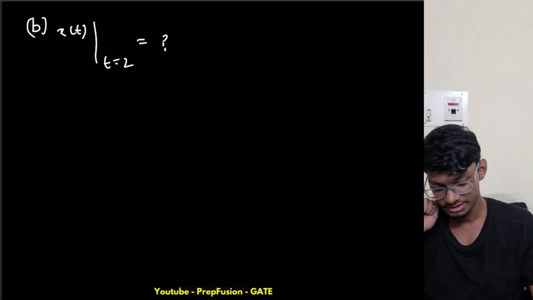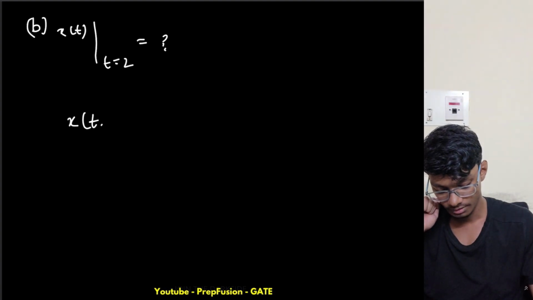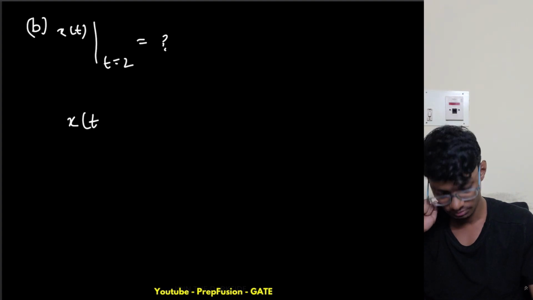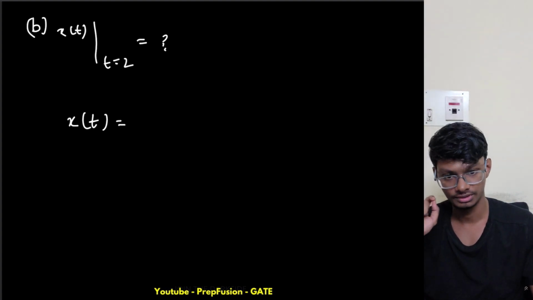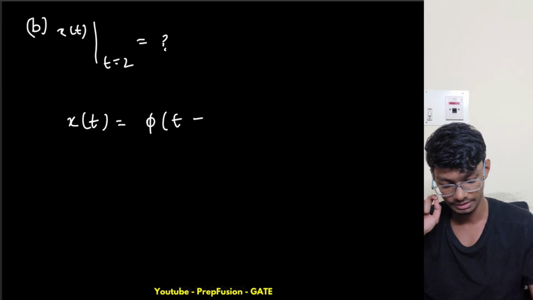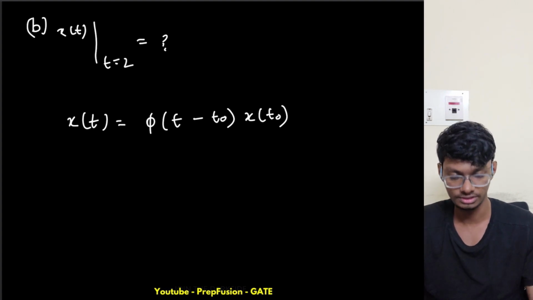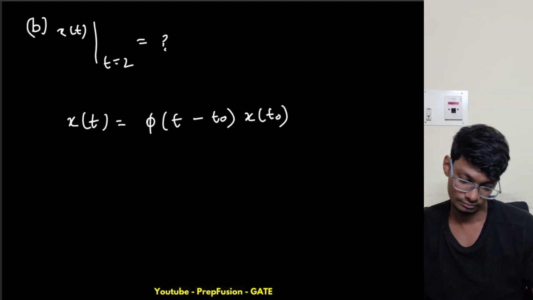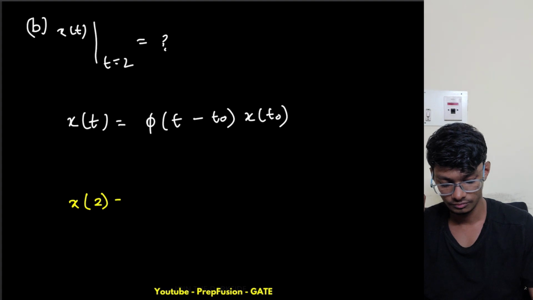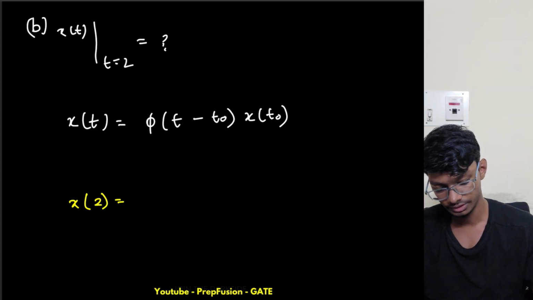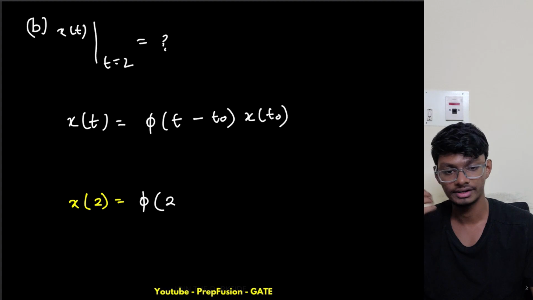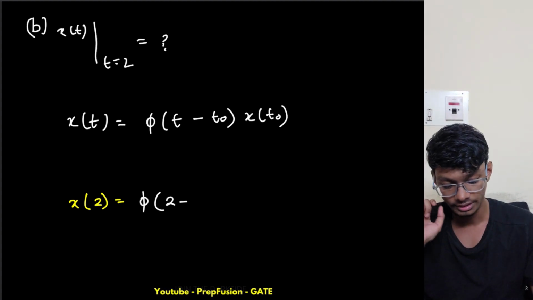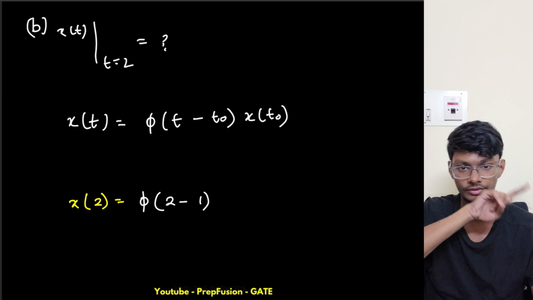So x of t will simply equal phi of t minus t naught times x of t naught. This is the fifth property. Replace t equals 2 here, and we get phi of 2 minus t naught. Here t naught is 1, because we know x of 1.